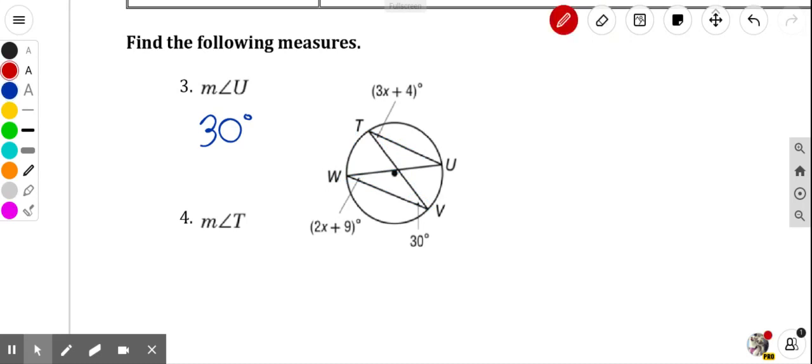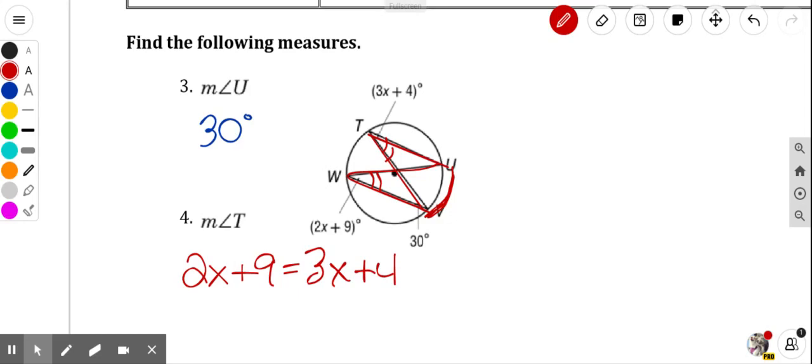Okay, so for T and W, notice T and W have the same intercepted arc also. See how angle T has UV and angle W also has UV. So that means that T and W are congruent too. So we're just going to set those equal to each other.